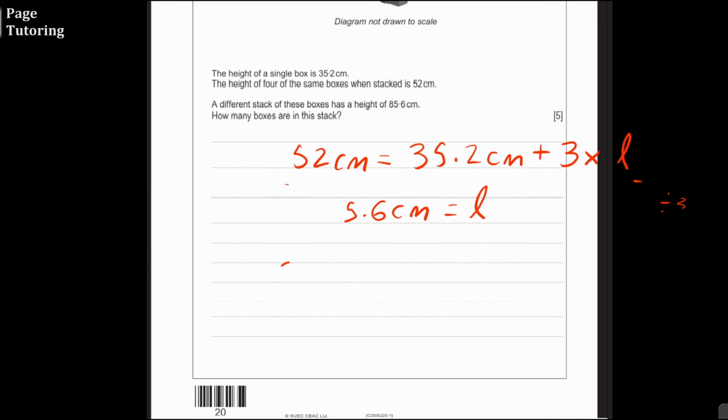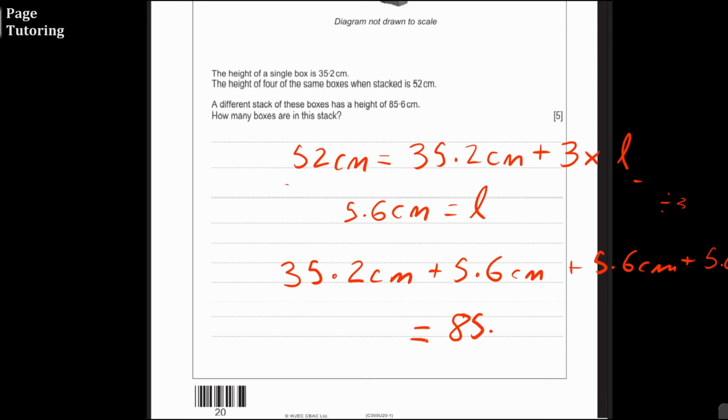What you could instead do is just take 35.2 centimeters, and then just keep adding 5.6 centimeters using your calculator. So once, twice, however many times, until you get your value equal to 85.6 centimeters. At that point, you can just count up.